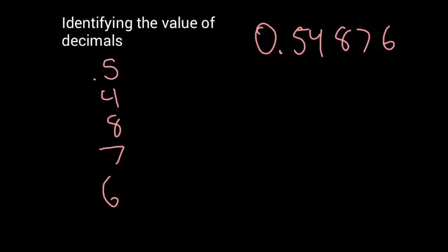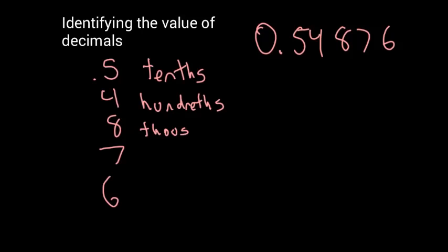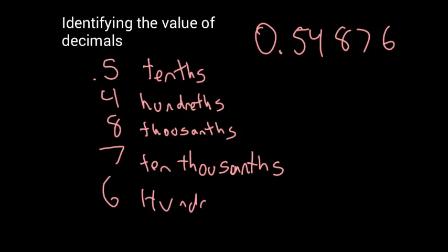So the first one, the 5 there, is tenths, then hundredths, then thousandths, and then 10,000ths, and then 100,000ths. So you would read that 54,876 100,000ths.